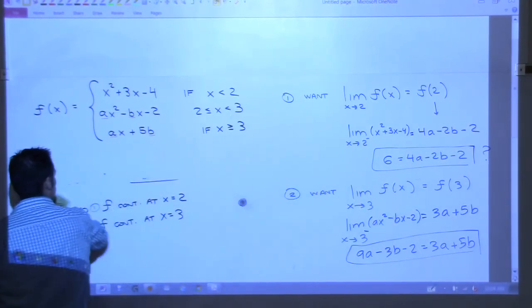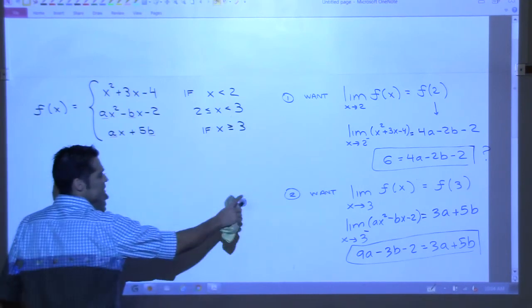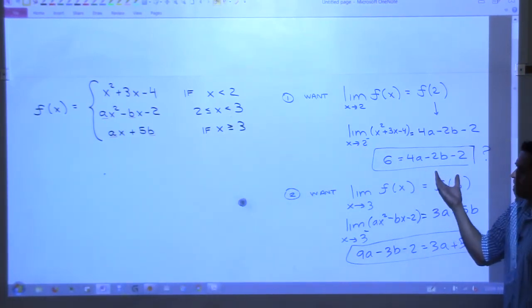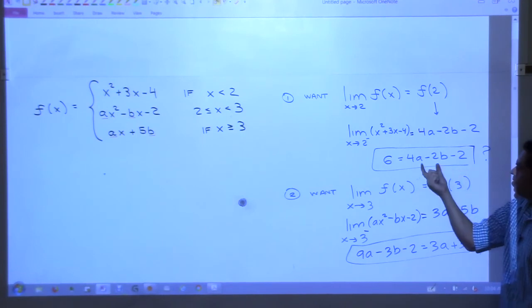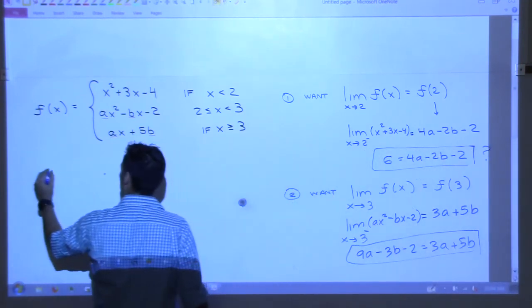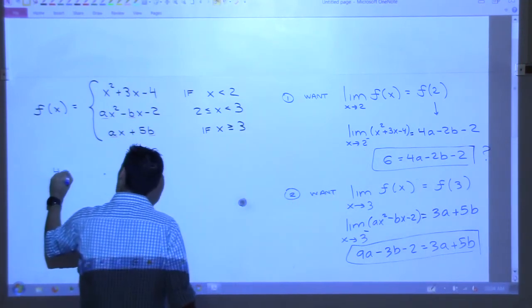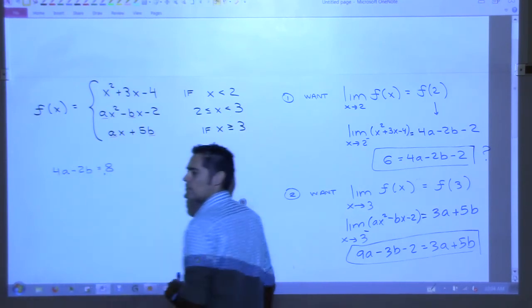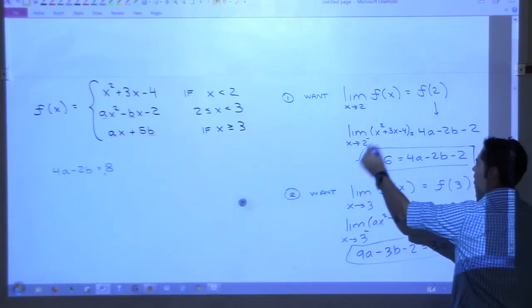Okay, so now let's clean this up just a little bit. Let's take this first equation and get all our a's and b's on one side and our numbers on the other. So I'm going to leave 4a here minus 2b here. I'm going to add 2 to both sides. So it'll look like 4a minus 2b equals 8. Y'all agree? That's our first equation, so check, I've used that one.